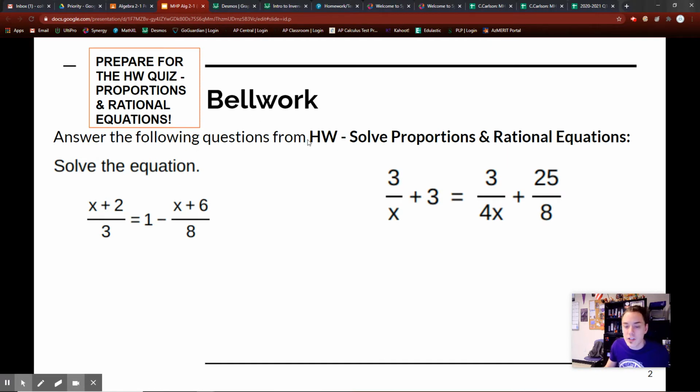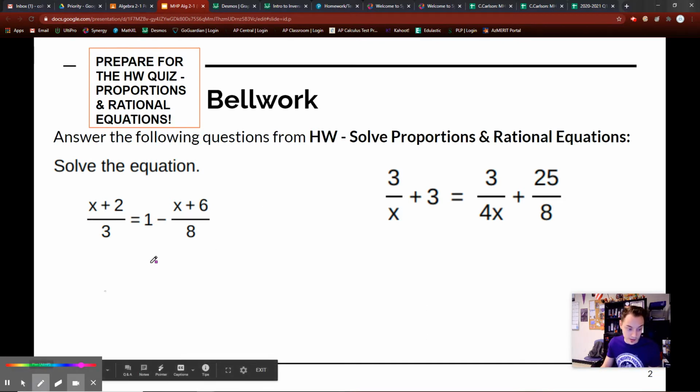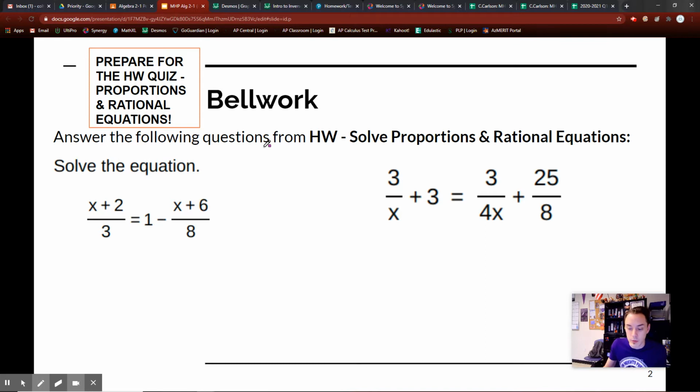This is just questions taken directly from your homework quiz for proportions and rational equations. So if you're paying attention here, then you should be adequately prepared, at least for 2 questions for your homework quiz. Let's get started. First off, is this a rational equation or is this a proportion?